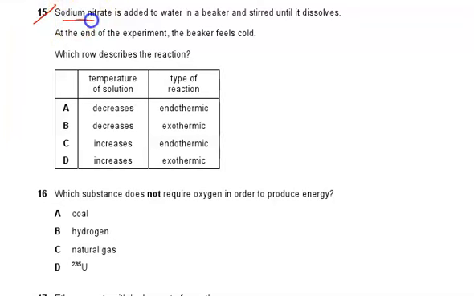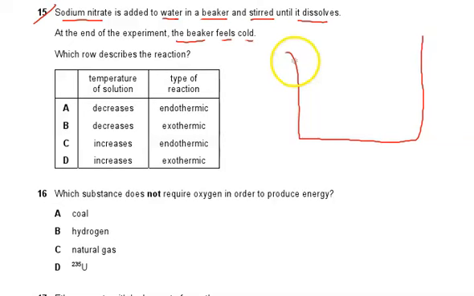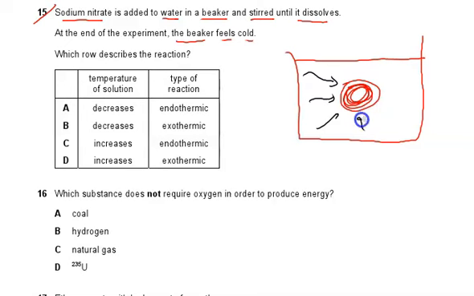Okay, now for 15, sodium nitrate is added to water in a beaker, stirred until it dissolves. At the end of the experiment, the beaker feels cold. So what happened here actually is, when there is a reaction happening here, it absorbs the heat from the surrounding. So that's why the beaker feels cold. So it is an example of an endothermic reaction. And then the temperature of the solution will reduce. So this is your best answer here. 15 is A.